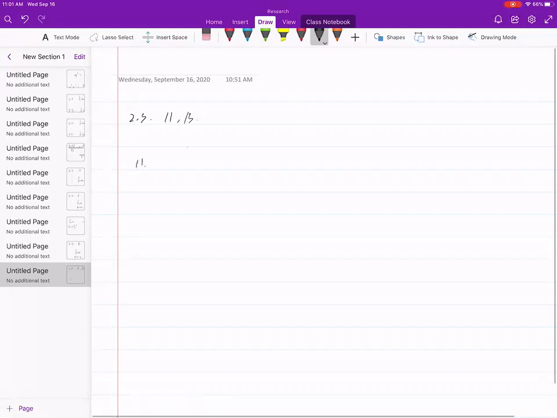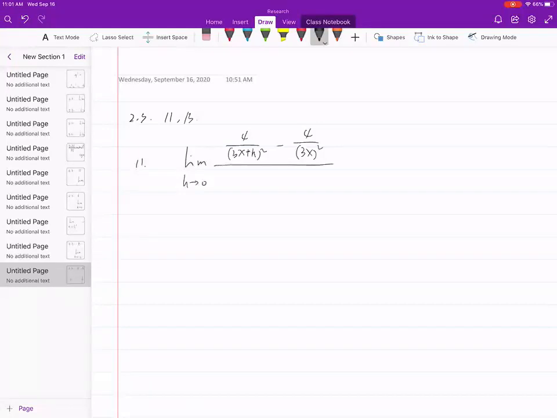11. Limit, h goes to 0, of 4 over 3x plus h squared minus 4 over 3x squared, divided by h. Okay. Like I said, principle: plug in a number. Hopefully it works. If it worked, we are done. Plug in a number, you can easily see the two terms become the same. You minus them, they become 0 on the top. Similarly, 0 on the bottom. So you have a 0 over 0 case.